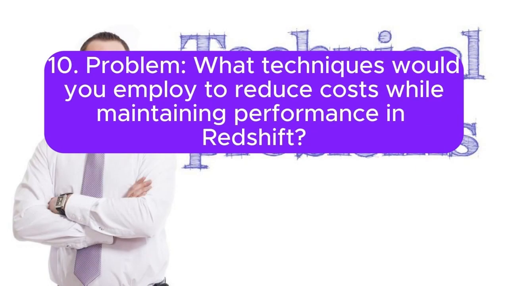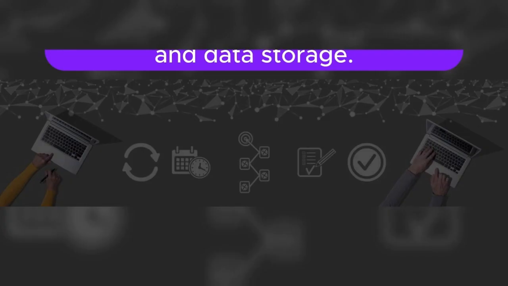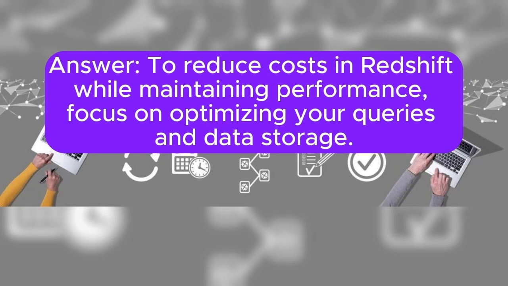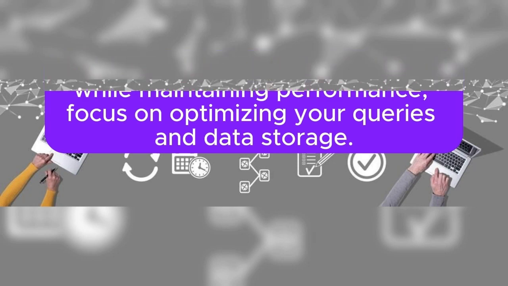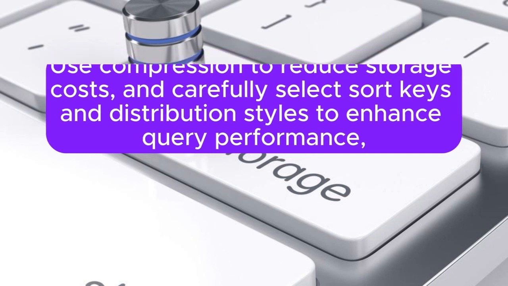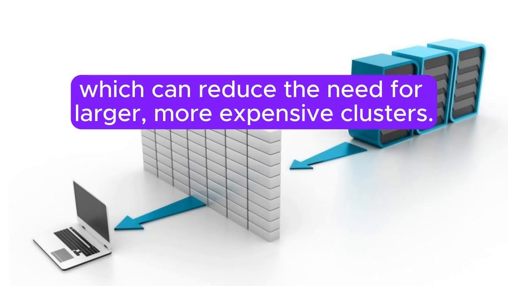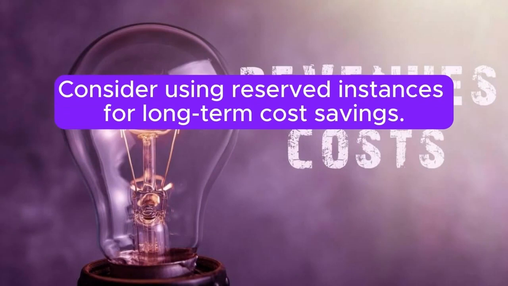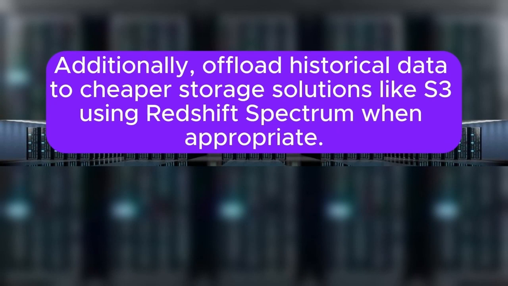10. Problem. What techniques would you employ to reduce costs while maintaining performance in Redshift? Answer. To reduce costs in Redshift while maintaining performance, focus on optimizing your queries and data storage. Use compression to reduce storage costs, and carefully select sort keys and distribution styles to enhance query performance, which can reduce the need for larger, more expensive clusters. Consider using reserved instances for long-term cost savings. Additionally, offload historical data to cheaper storage solutions like S3 using Redshift Spectrum when appropriate.